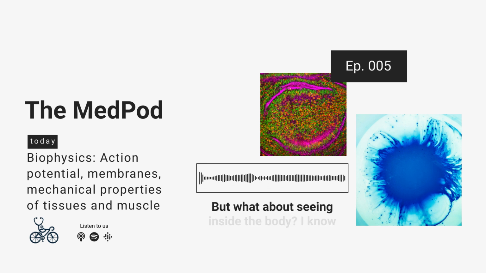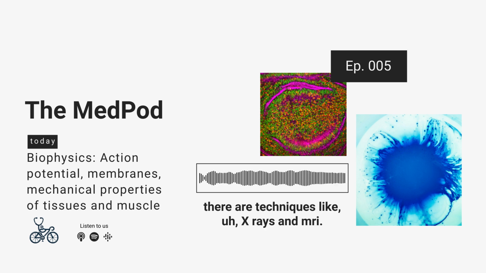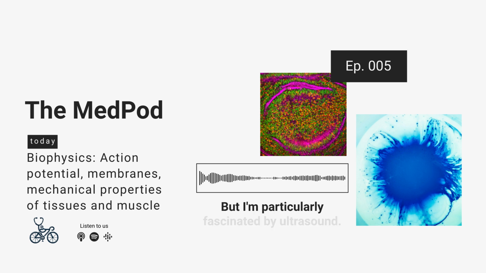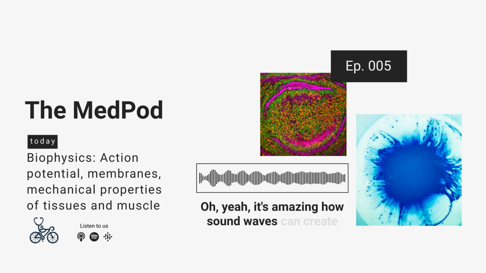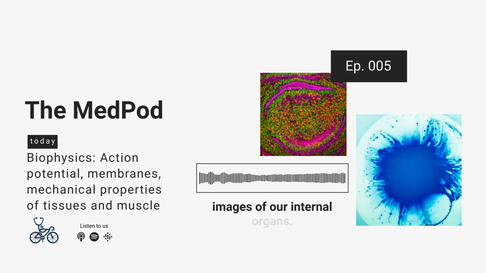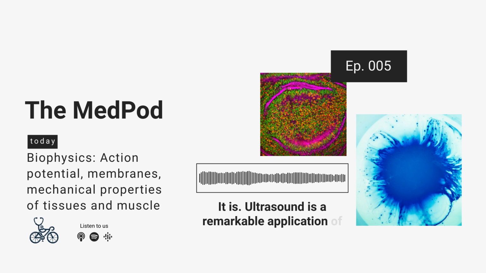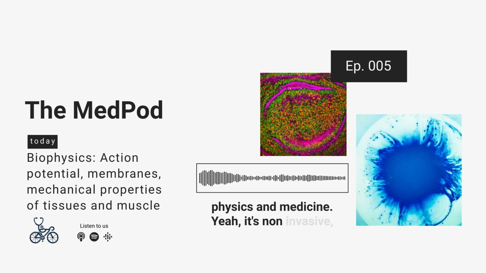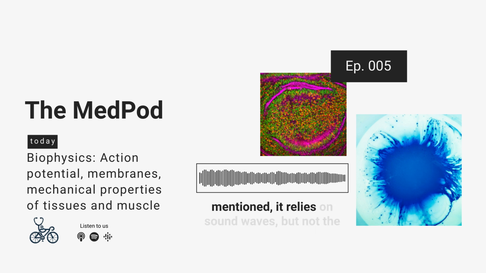We've talked about how biophysics helps us understand things at a molecular level. But what about seeing inside the body? I know there are techniques like X-rays and MRI. But I'm particularly fascinated by ultrasound. It's amazing how sound waves can create images of our internal organs. And it seems much less intimidating than, say, being slid into a giant magnet. Ultrasound is a remarkable application of physics in medicine. It's non-invasive, safe, and incredibly versatile.